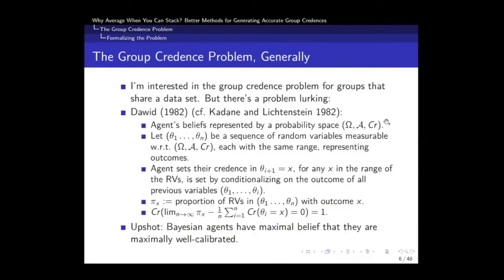For that sort of second order credence, I suspect those details can be worked out, but it's a good question. But definitely the result's still going to hold that agents should have maximal belief that they're maximally well calibrated. It's just a matter of working out those specific details, I think.